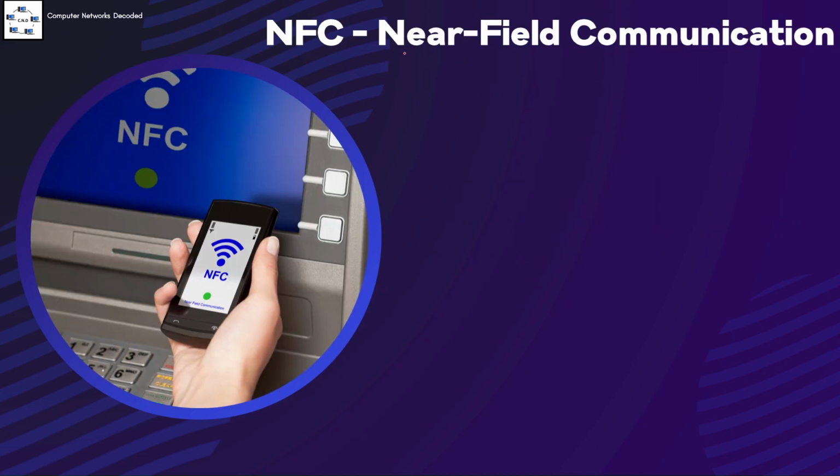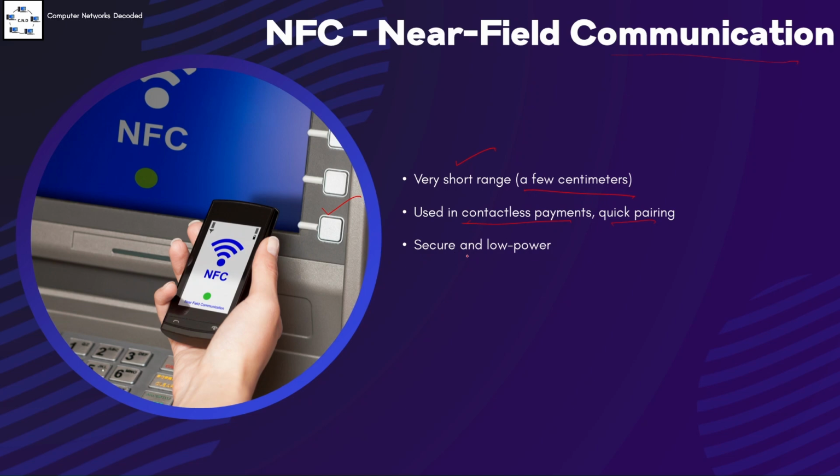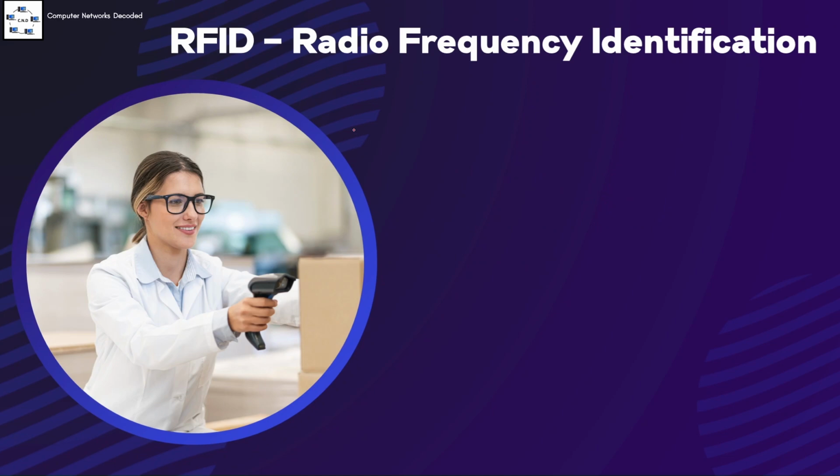Next is NFC, that is near field communication. This is a very short range, even shorter than Bluetooth. It has a range of a few centimeters, and it is used in contactless payments and for quick pairing. Nowadays we have NFC enabled ATMs, and if your mobile is also NFC enabled, you can do payment through NFC, which is contactless, and it is secure and it uses very low power because it works at very short distances.